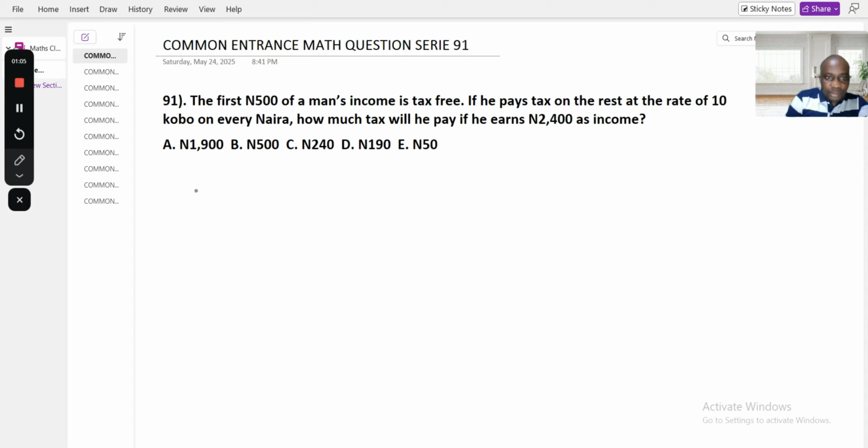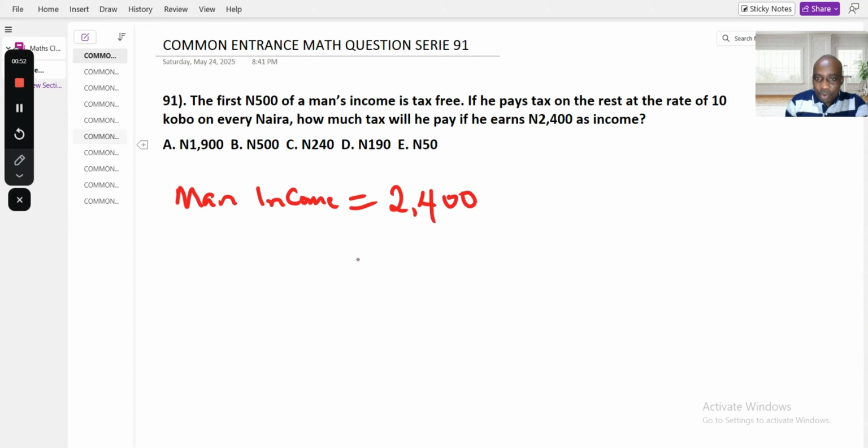Now let me write the man's income. The income he earns every month, 2,400. Now the 500 is tax free. When you minus 500 out of this, it's going to give us what? 1,900. This is what the government is going to tax this man.